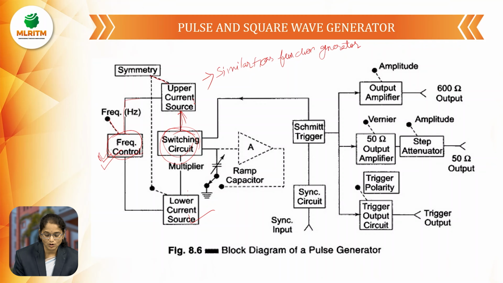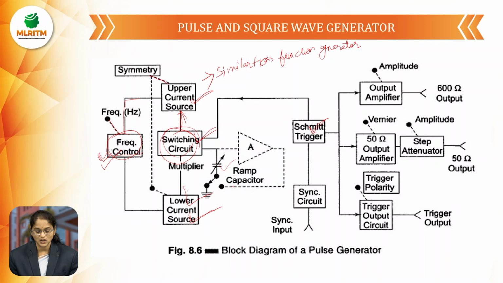Now the upper constant current source, the switching circuit, the lower constant current source, the capacitor and the Schmitt trigger are the pulse generating signal block diagram. This is the basic signal generating block diagram.